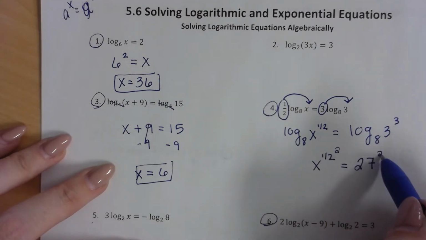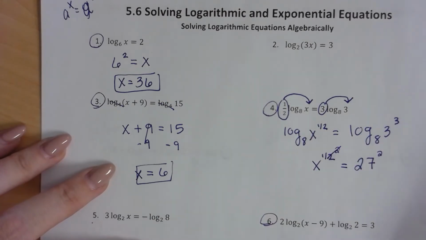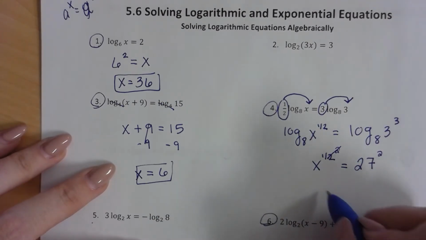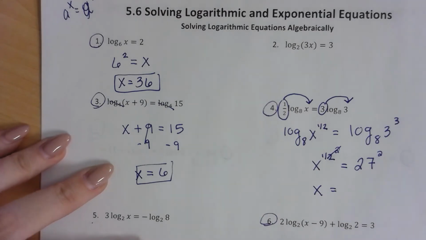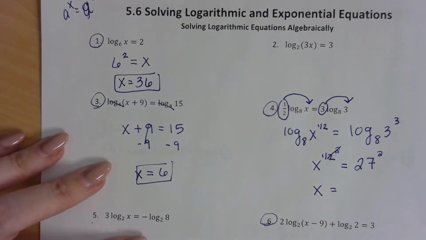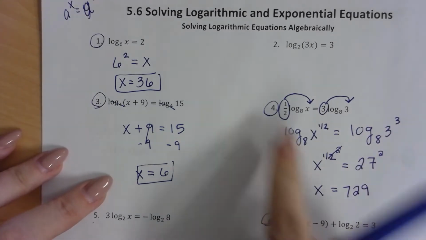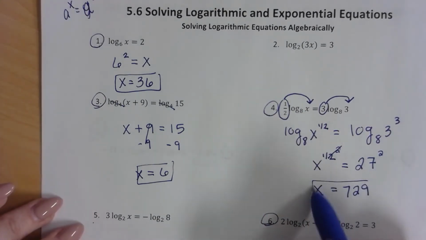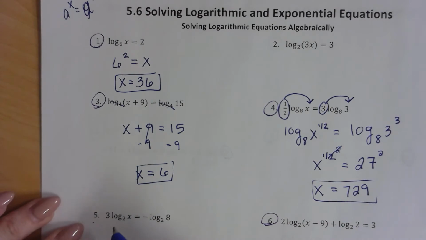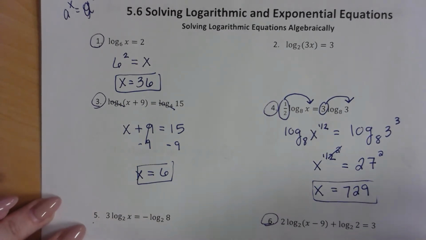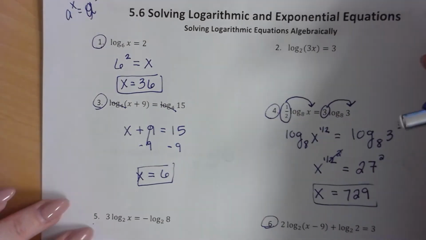Now to get rid of a 1/2, we would want to square each side. A square times a half will eliminate. So 27 squared gives us 729. Make sure nothing is negative. We're good. So you guys try example 5. I'm going to move on to example 6.